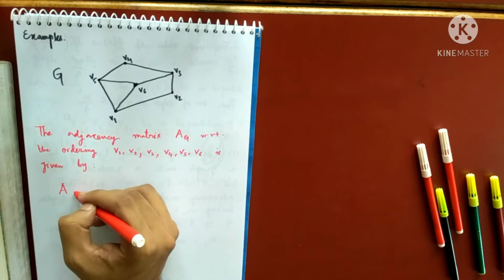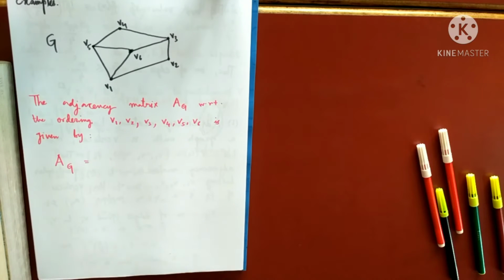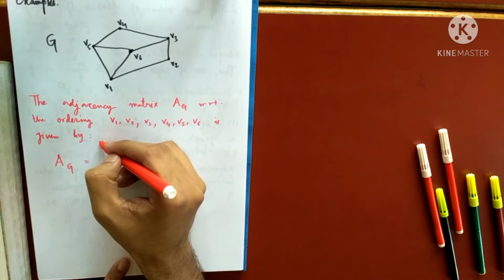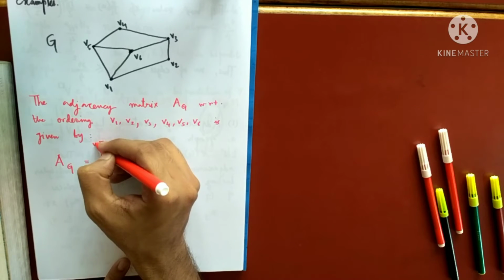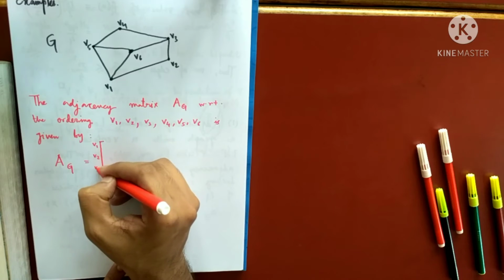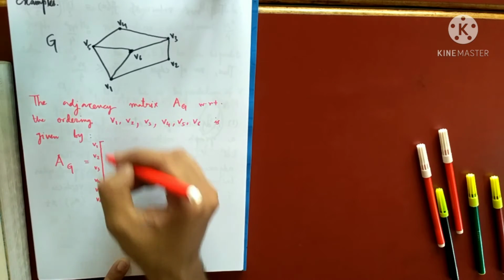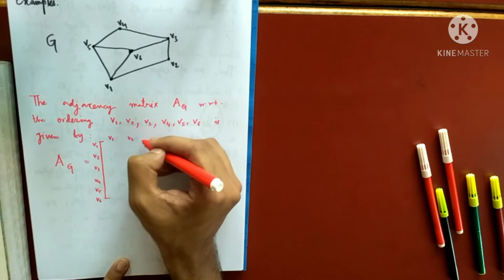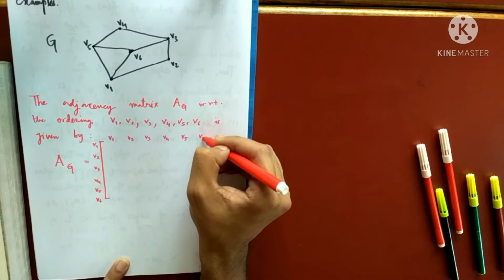So AG is a 6 by 6 matrix, because what did I write? It was an n by n matrix for n vertices. So here are 6 vertices, so it will be a 6 by 6 matrix. So v1, v2, v3, v4, v5, v6 along the rows and the columns. This is just for understanding.